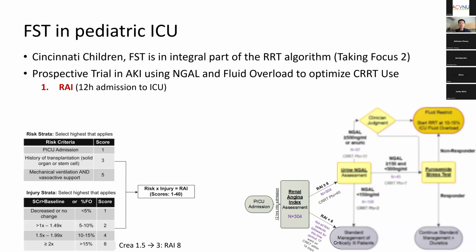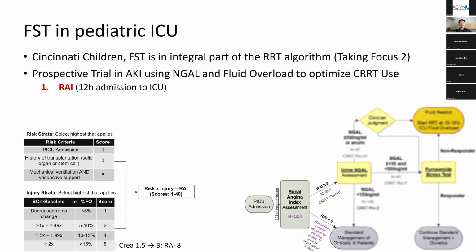So basically, any child who is admitted to the ICU is assessed, after 12 hours from admission, with the renal angina index. There's a risk strata and an injury strata. Any patient admitted to the ICU gets 1. A patient who had a transplantation before has score 3, or a patient who came into the ICU on mechanical ventilation, or on vasopressors after 12 hours into admission, is already at score 6.